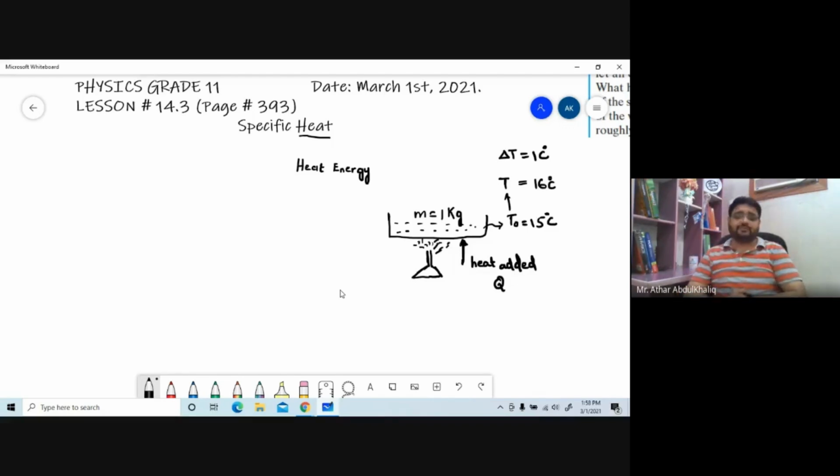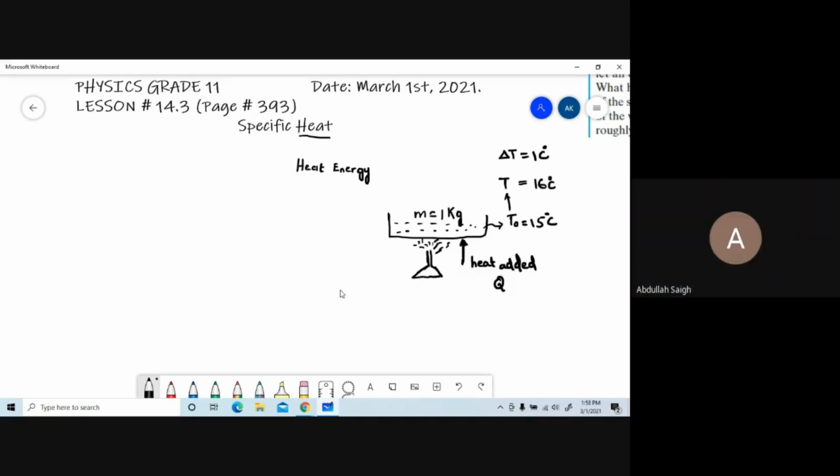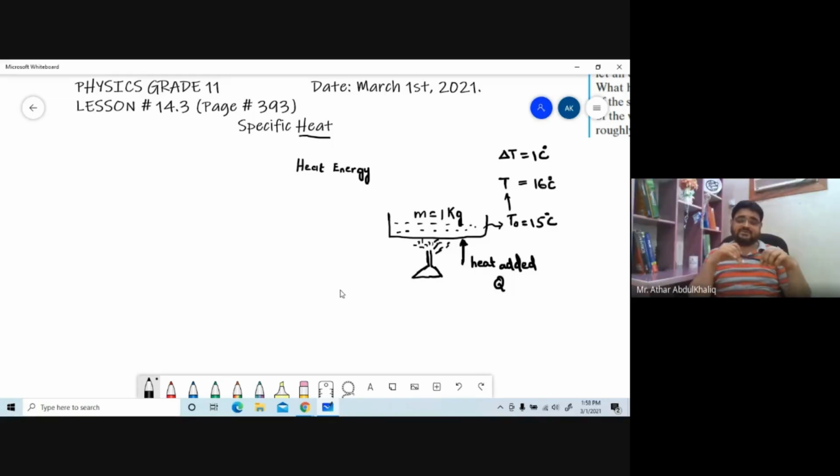Now whenever we have 1 kilogram of water, we want to raise its temperature by 1 degree Celsius. So the amount of heat that we will add is called specific heat. Whenever I define it, I will make a diagram to understand the definition. So what is the definition?